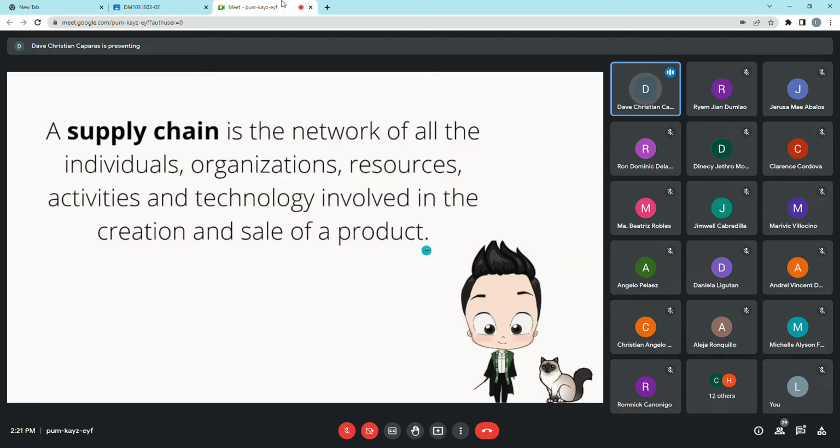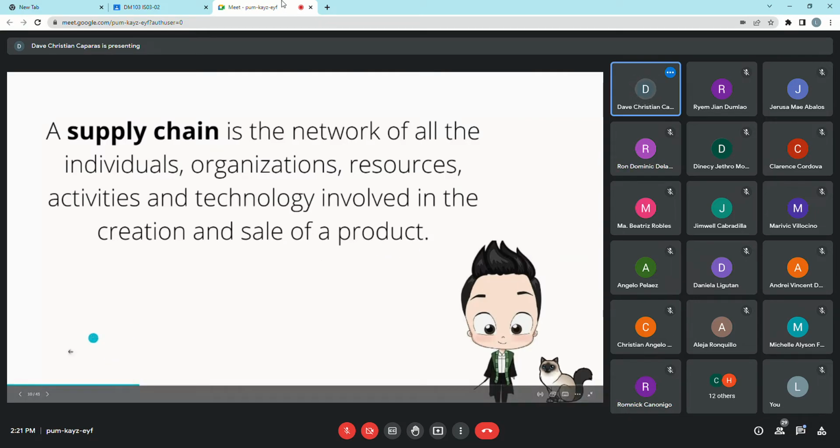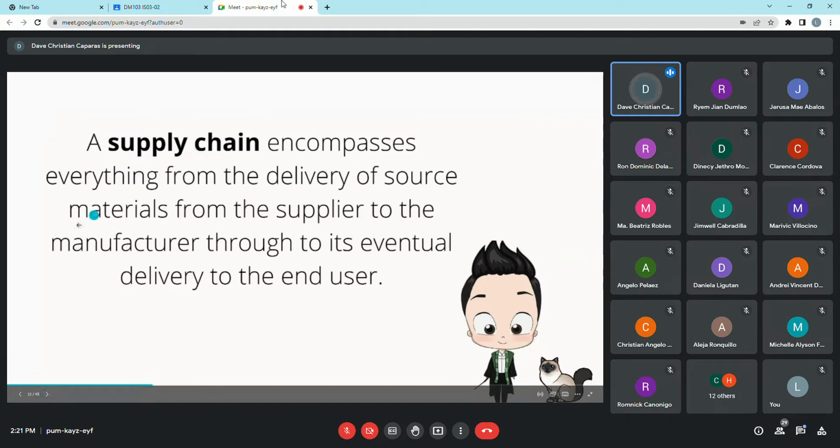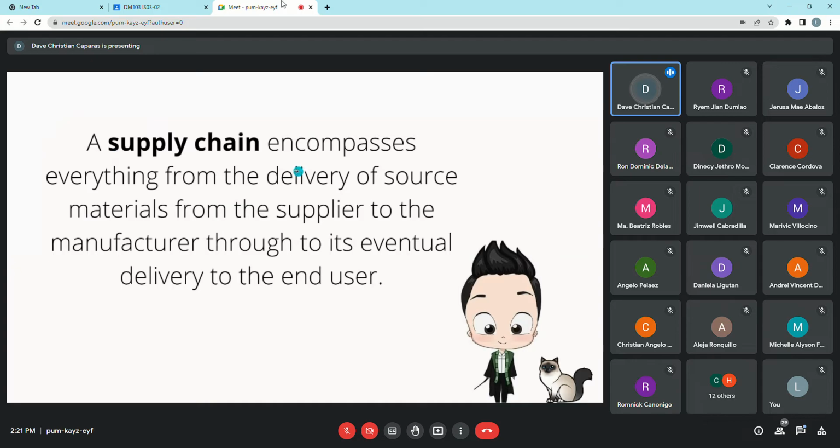So let's have our second point to understand this better. A supply chain encompasses everything, no? Everything from the delivery of source materials from the suppliers to the manufacturer through its eventual delivery to the end user. So what does that mean? So ang supply chain daw nagsisimula yan from the delivery of raw materials from the supplier. So the supplier will be providing the raw materials.